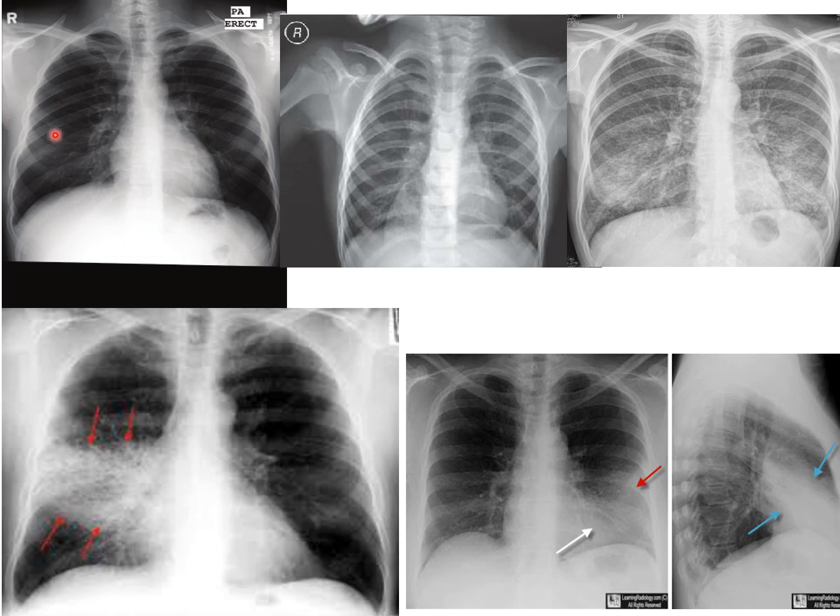Sorry, this is a normal chest X-ray, and you can see in the normal chest X-ray the air-filled cavities look black, and you can see the lungs are black, and the borders are well demarcated on the right and the left lung.